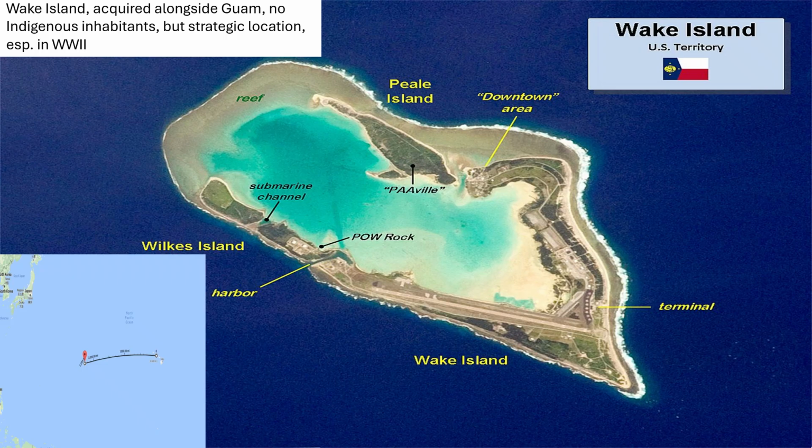This is Wake Island as well, which was acquired alongside Guam. It's a very small island, no indigenous inhabitants, but a very strategic location that was again captured by the Japanese during World War II. These small islands could be used as coaling stations for U.S. Navy ships, and eventually they're going to be very important airstrips for aircraft as well.